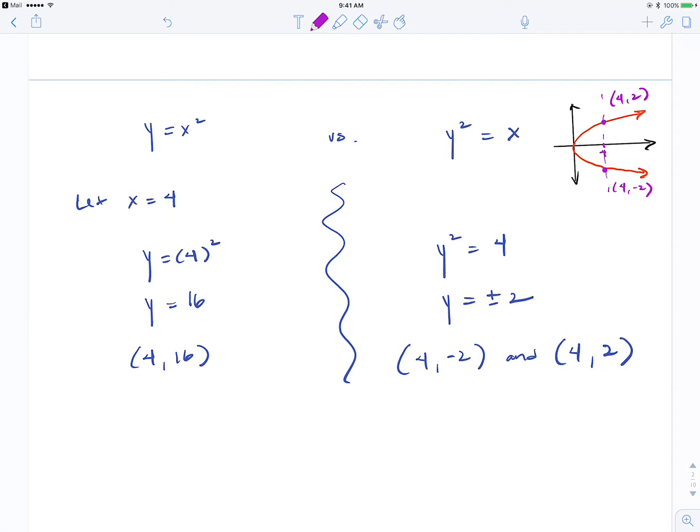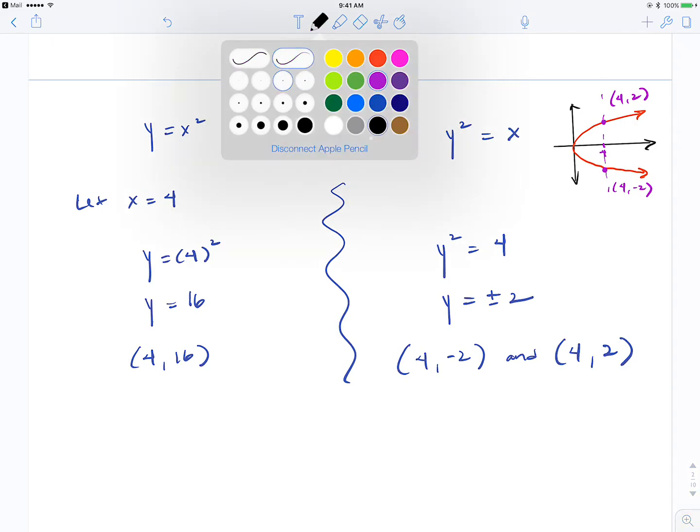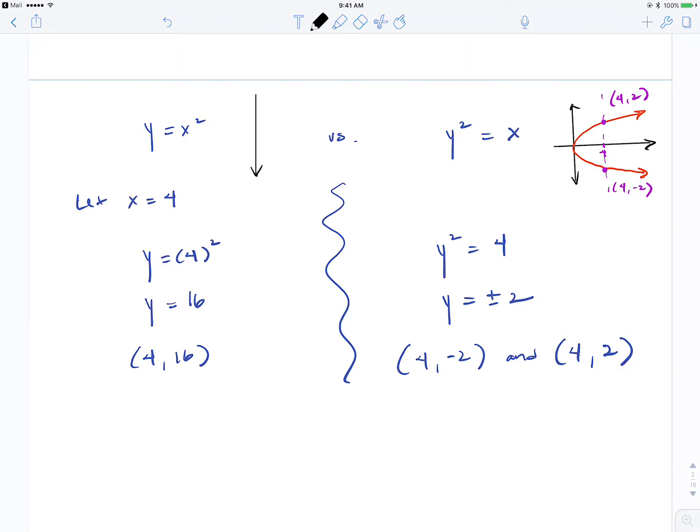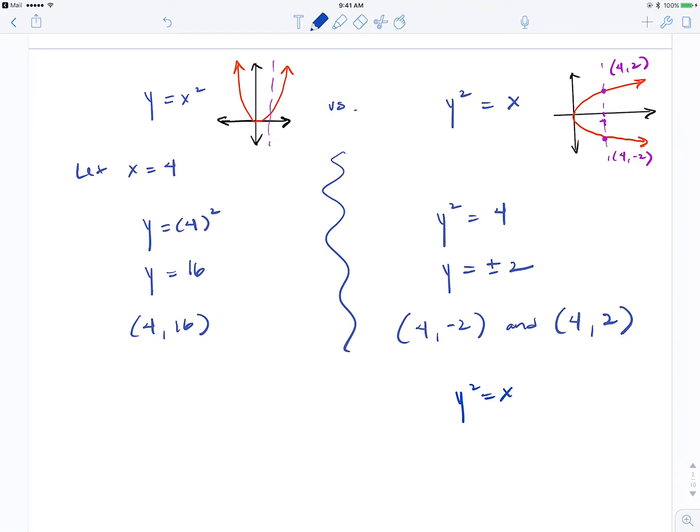Notice how the equation on the left that we know represents a function represents the parabola that opens up and would pass the vertical line test. But notice in that equation how y is by itself on one side of the equation. If we come back over to the equation on the right-hand side and we try to isolate y on one side of the equation, we would get y is equal to plus or minus the square root of x.